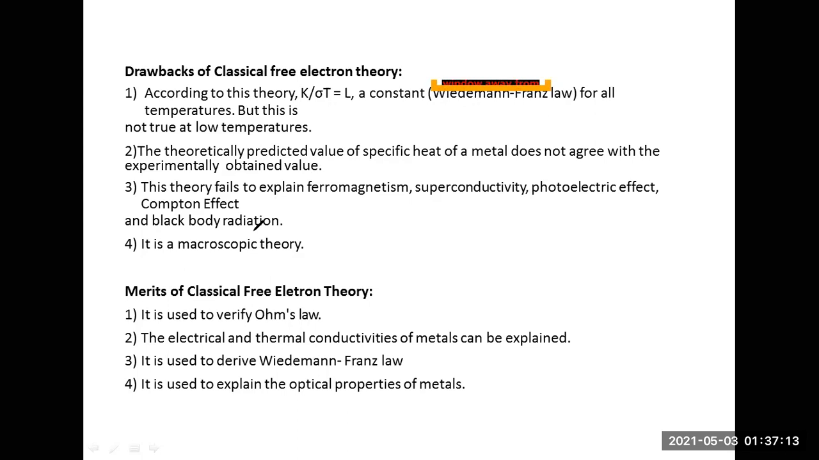Since if you assume some important postulate, definitely you need to get the information regarding these important mechanisms, that is magnetism, superconductivity, photoelectric and Compton effect, and also black body radiation, which has not been explained by this classical free electron theory. And also it is a macroscopic theory. So since it is a macroscopic theory, we are actually learning about the constituent particle inside the crystal, which should be studied microscopically. So now these are two important demerits.